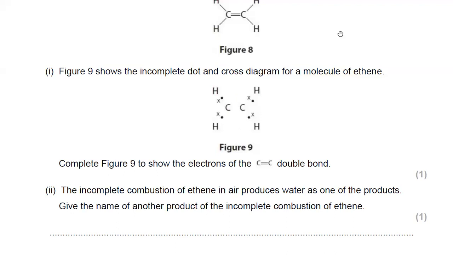The incomplete combustion of ethene in air produces water as one of the products. Give the name of another product that forms due to incomplete combustion of ethene. Carbon dioxide. Incomplete combustion, okay. Carbon monoxide, sorry. Carbon monoxide. We can also get just carbon, like solid carbon, which in English we call soot, right?